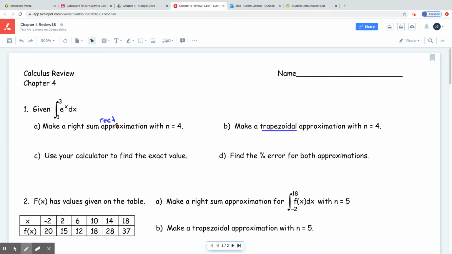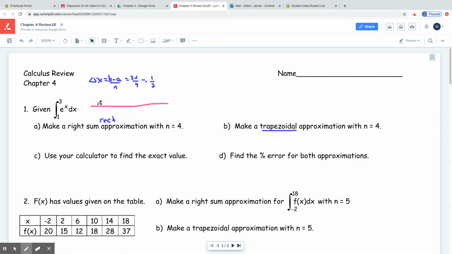All right, so for both A and B, we need a delta x. So remember, delta x is B minus A over N. So the B is here, the A is there. So it's 3 minus 1 over 4, which is 2 over 4, which is going to be 1/2. So that's our delta x. So we're doing a right sum approximation. Okay. Now, what we need is we need to figure out what values of x we're plugging in.